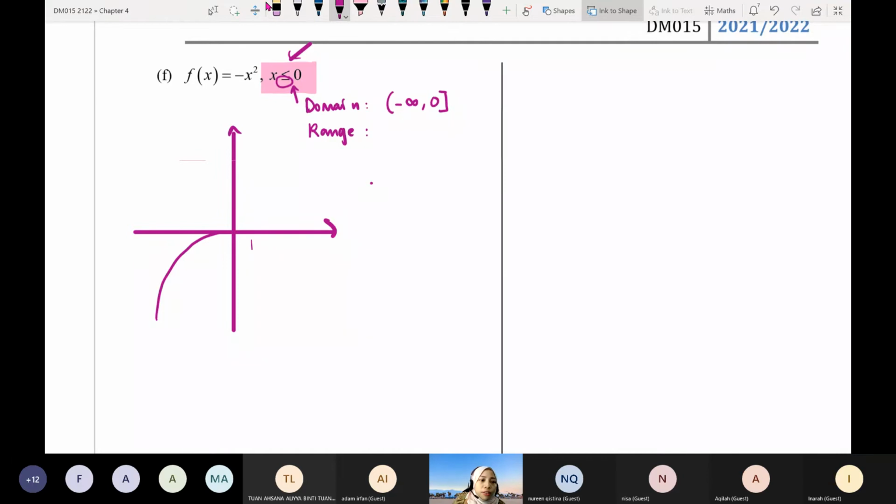Range-nya apa? Negative infinity up to zero. Mana ada infinity, dia tak naik sampai atas, sampai sini je. So, zero. Sebab dalam kes kuadratik, whatever restriction ada pada domain akan effect Y juga. Dalam kes ni tengok Y dia pun terhenti juga kat situ. Include. Okay, so this is for F.